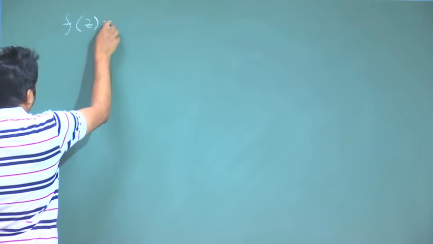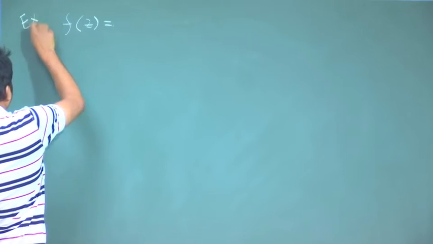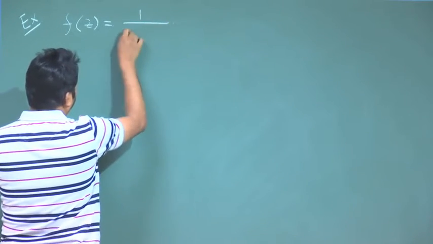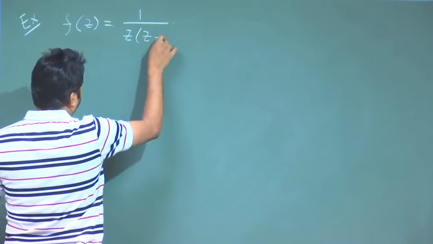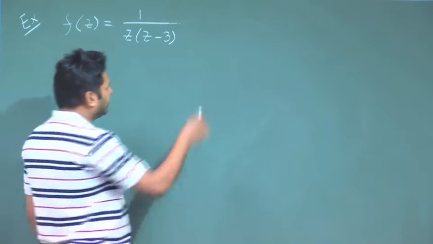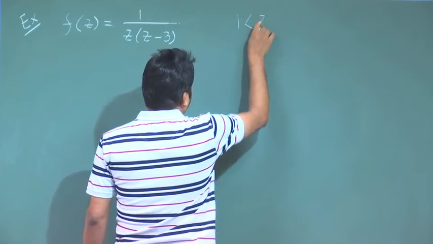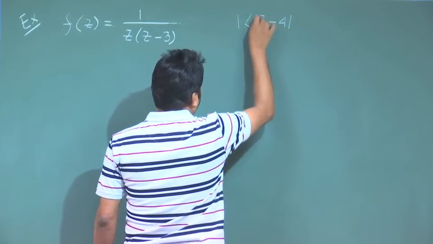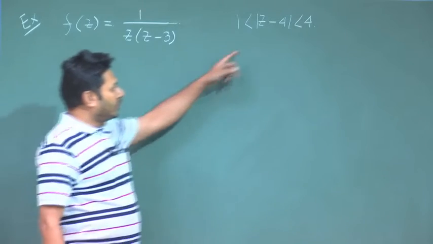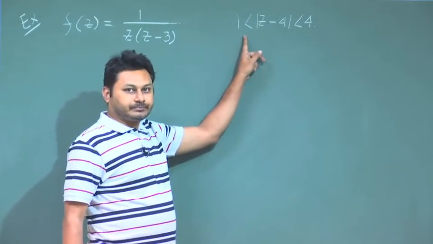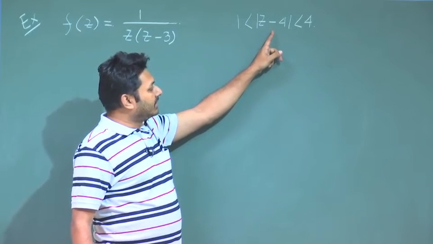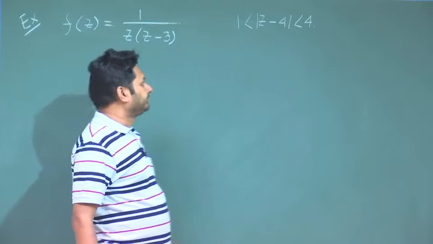So, f(z), this is another example of Laurent series. It is something like 1 divided by z multiplied by (z minus 3), and the region that is given is something like this, restricted by z minus 4. So, this is a restricted boundary, and we need to expand our function with this condition.